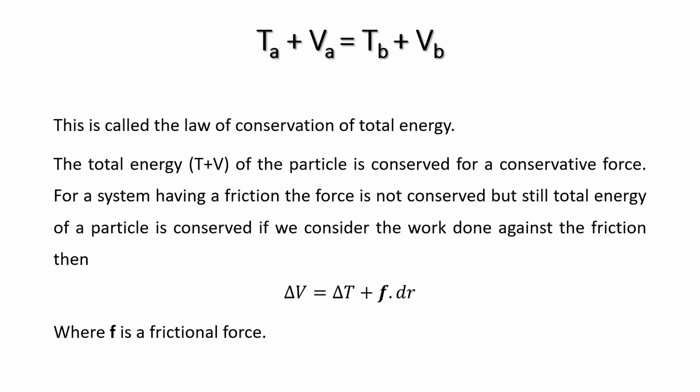If we consider the work done against the friction, then the potential energy change delta V is equal to the change in kinetic energy plus F dot dr, where small f is the frictional force or change in the frictional force value. It means that the total kinetic energy is the sum of the energy distributed during the motion under the action of force.